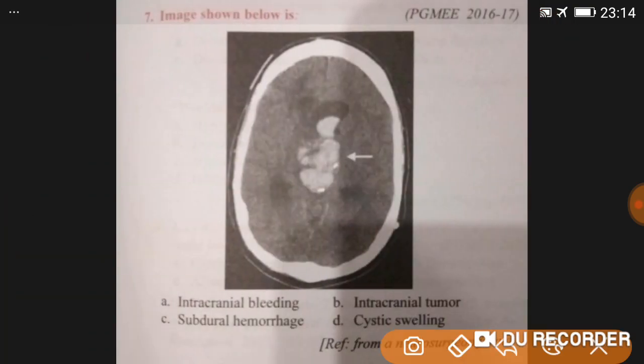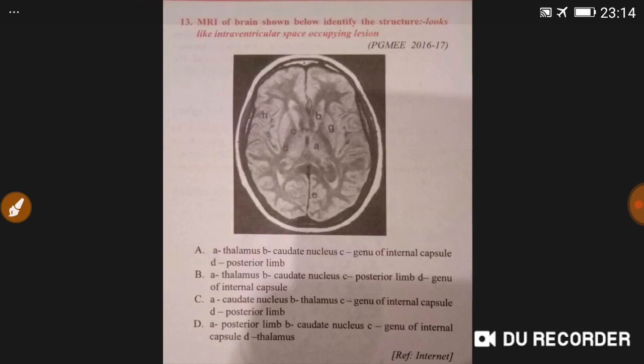Now, image shown below. What is this? This is intracranial tumor. B. Answer is intracranial tumor. Okay.